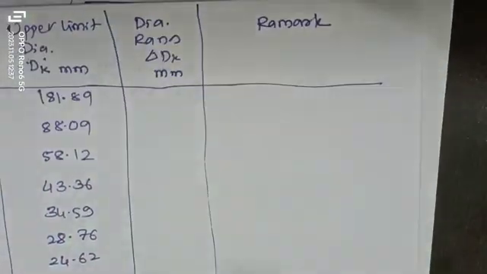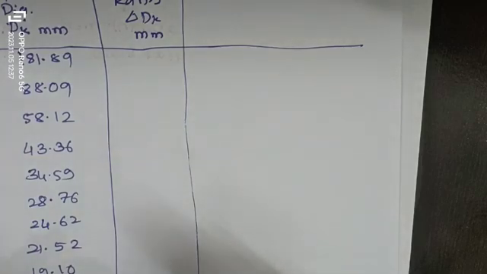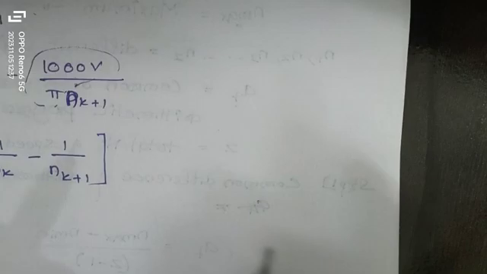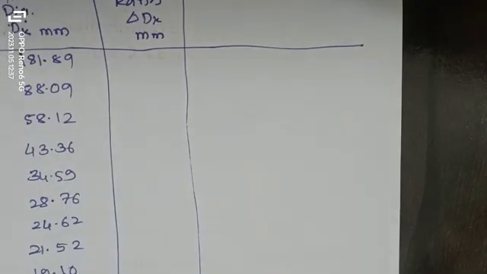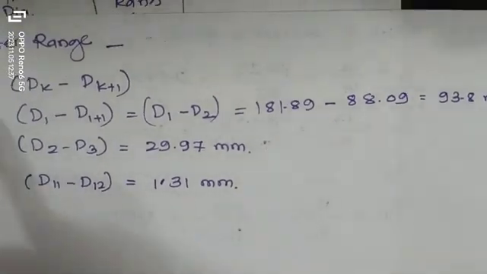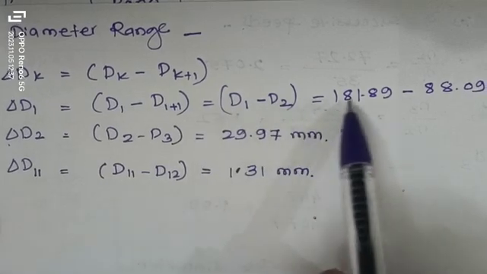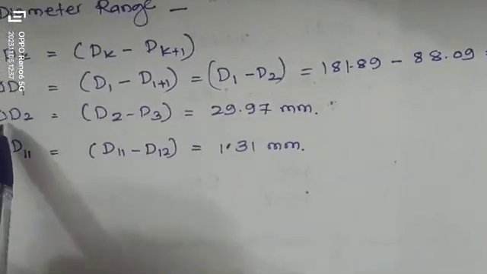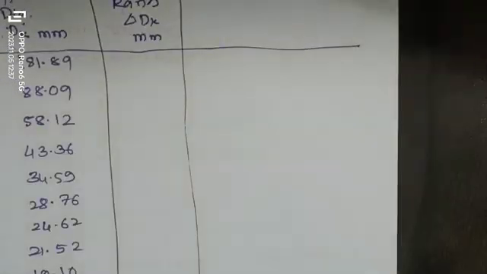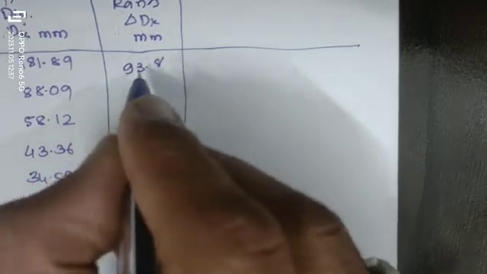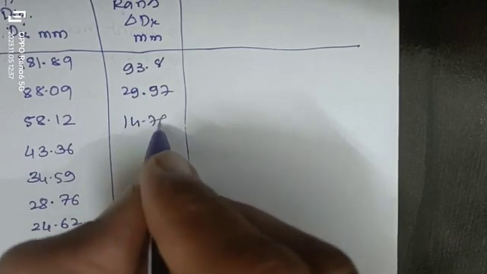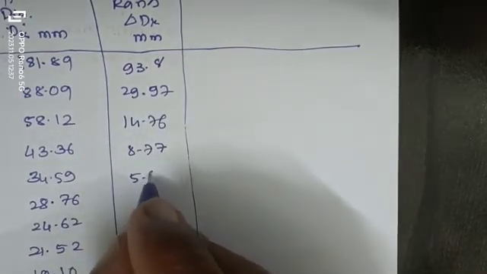And now the diameter range that we have calculated. Here it is. Delta D1 calculated is 93.8, delta D2 29.97, and so on. So we'll put the values over here: 93.8, 29.97, 14.76, 8.77, 5.83, 4.14, 3.1, 2.42, 1.91, 1.58, and 1.31.